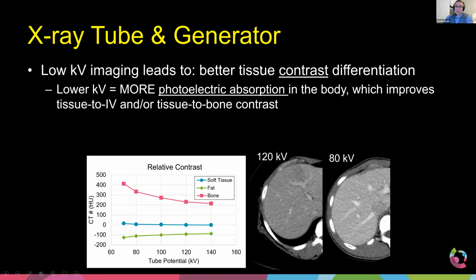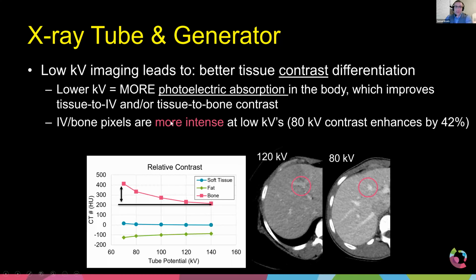Low kV imaging leads to better tissue contrast differentiation. What's causing this is that the lower the kV, the more photoelectric absorption we get in the body. You may recall from your school days: photoelectric, Compton, pair production, all of those fun radiation interactions with tissue. Well, photoelectric effects happen at low energies and high atomic numbers. So you can imagine anything with a high atomic number, such as IV and iodinated contrast or bony anatomy, is going to absorb more photons. And so they're going to have an inherently greater differentiation in tissue. So we will see a more intense differentiation between IV, iodinated contrast, and bony material from all other material in the body.